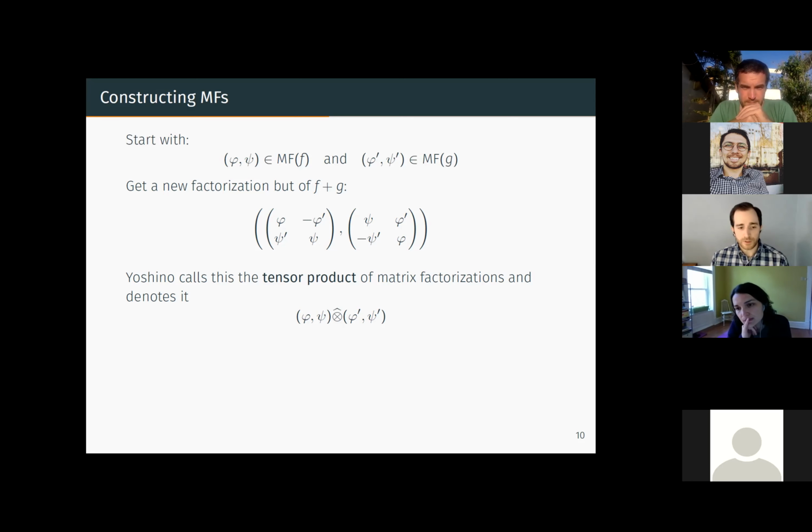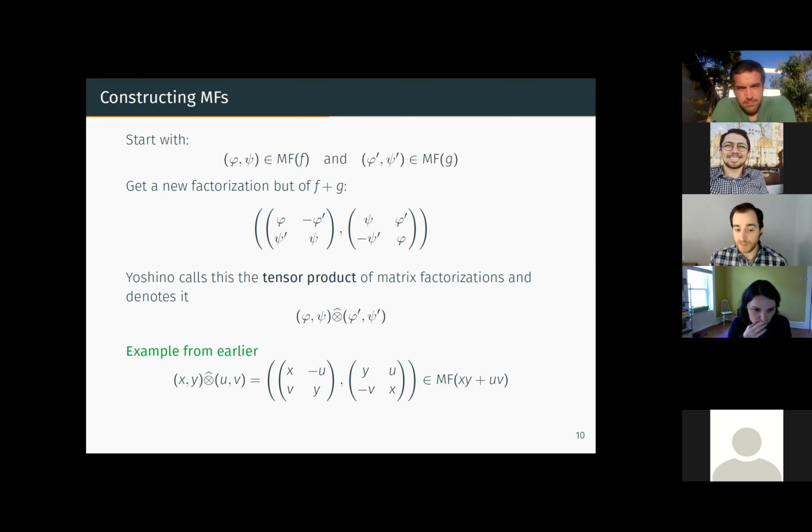Okay, so if this is a little cryptic, let's just look at the example that we did at the beginning that I cooked up very easily. The way I cooked it up super easily is that this really is just a tensor product in the form given by Yoshino. So we have a matrix factorization of x times y, another matrix factorization of u times v. You piece them together to get this formula, and that's a matrix factorization of the sum, x times y plus u times v. So you get to combine the two and get a matrix factorization of the sum. Awesome.